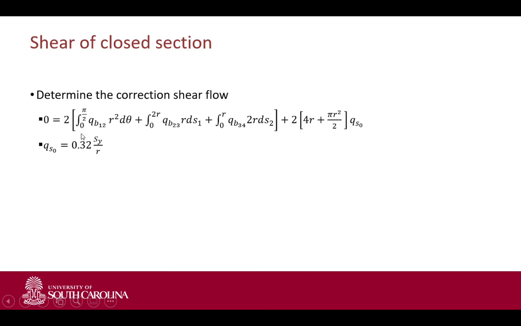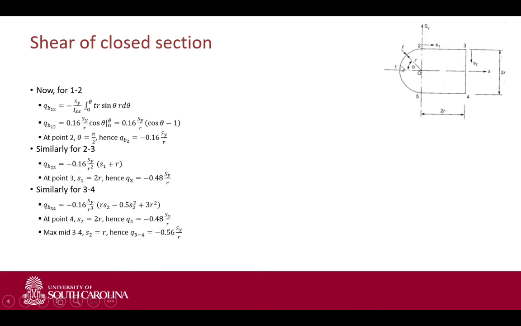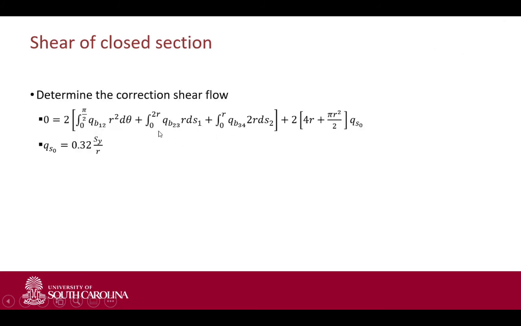And in this case, we take the integral from 0 to pi over 2. That's the arc length from 1 to 2. Then we take the integral, the contributions from QB23 from 0 to R. And QB34 is within the brackets multiplied by 2. The reason for that is the integral is only taken from 0 to R.